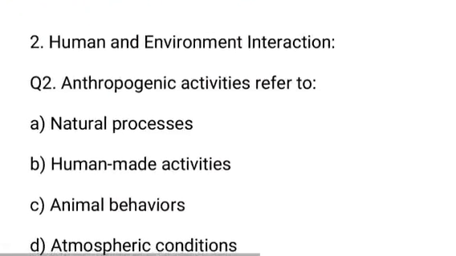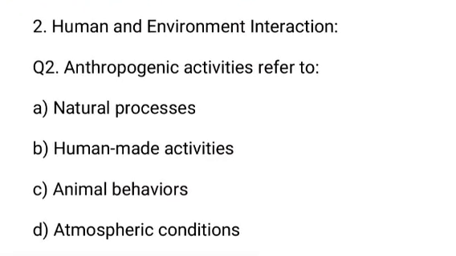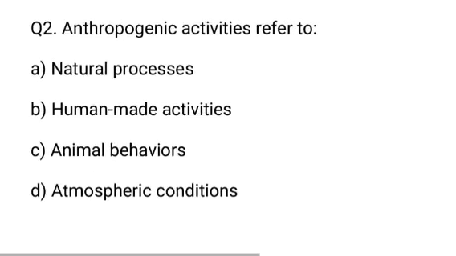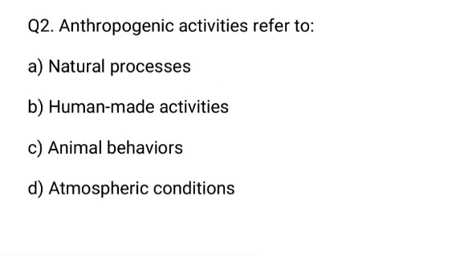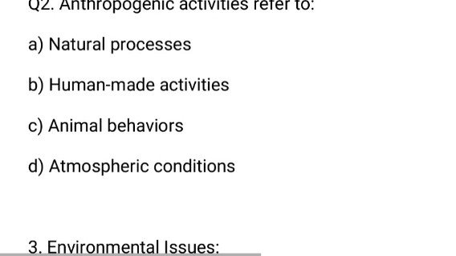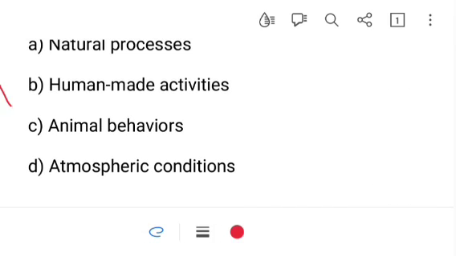It says human and environment interaction. So this is the topic. The question is, anthropogenic activities refer to what? Natural processes, human-made activities, animal behaviors, atmospheric conditions. So it will be human-made activities.